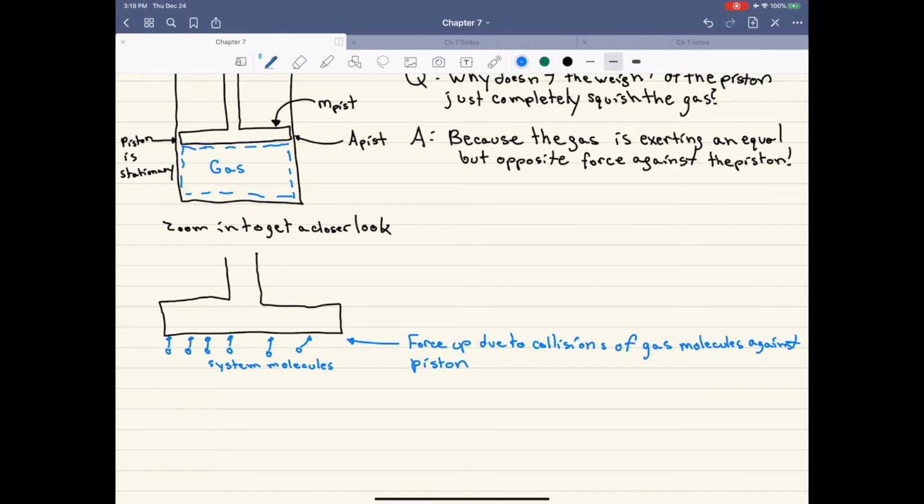That's because there are also forces acting downward as well. The first thing we need to consider is that the piston has mass. And so for the piston itself, there's a downward force because of the weight of the piston. Gravity is pulling it down.